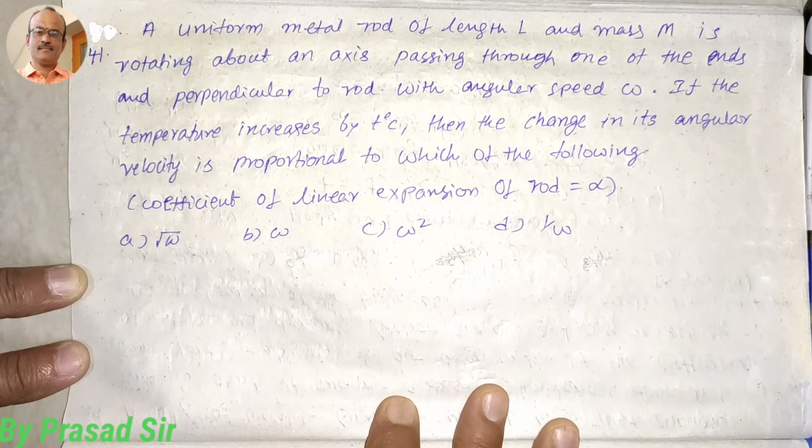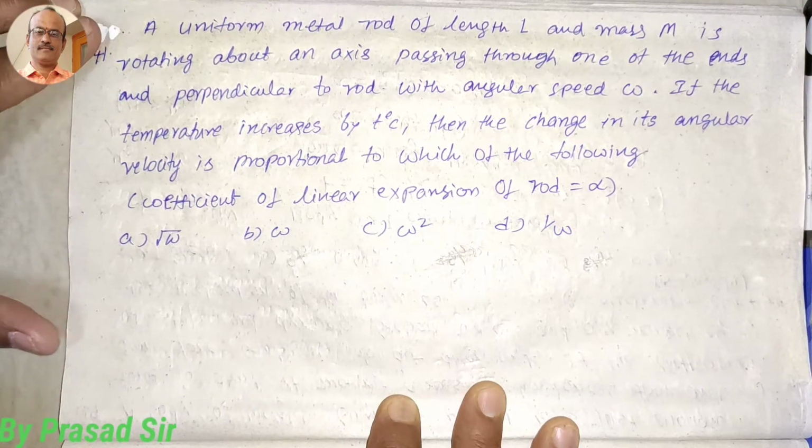Now the question number 41. A uniform metal rod of length L and mass m is rotating about an axis passing through one of its ends, perpendicular to the rod, with an angular speed omega. If the temperature is increased by T degrees centigrade, then the change in its angular velocity is proportional to which of the following? Coefficient of linear expansion of the rod is alpha.